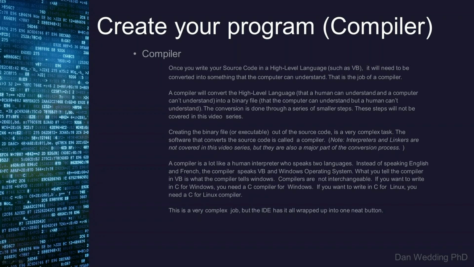A compiler is a lot like a human interpreter who speaks two languages. Instead of speaking English and French, the compiler speaks VB and Windows operating system. What you tell the compiler in VB is what the compiler tells Windows. Compilers are not interchangeable. If you want to write in C for Windows, you need a C compiler for Windows. If you want to write in C for Linux, you need a C for Linux compiler. This is a very complex job, but the IDE has it all wrapped up into one neat button.